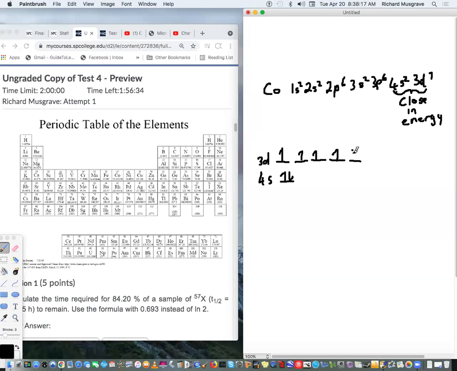1, 2, 3, 4, 5, and that's 6, and that's 7. So that's how we would fill up the electrons. If you'll remember, we always fill from the bottom to the top. I'm not showing the rest of it here because it's not that important. And then when we get to a point where we have all equal energies, then we have to put one in at a time and then fill up the other two.